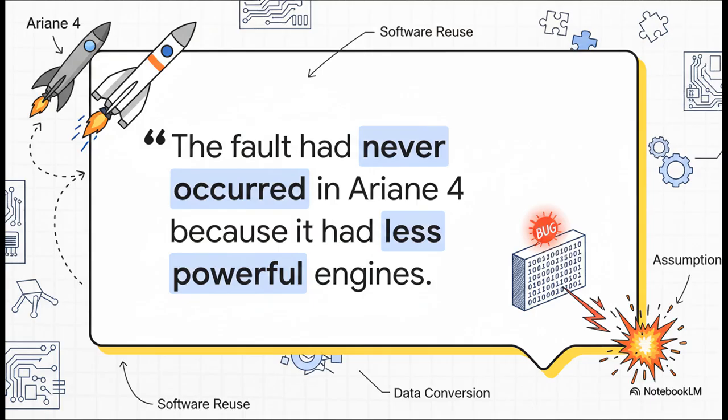A total loss. And the cause? A software bug. Specifically, it was a piece of code, a component, that was reused from the older Ariane 4 rocket. On the Ariane 4, which had less powerful engines, a certain data conversion worked just fine. But on the much faster, more powerful Ariane 5, that same conversion caused a number to get too big for its container, a numeric overflow. The component itself wasn't faulty. It did exactly what it was programmed to do. The problem was that the unstated assumptions about its environment were completely broken. It's just a brutal lesson about the hidden dangers lurking in reuse.